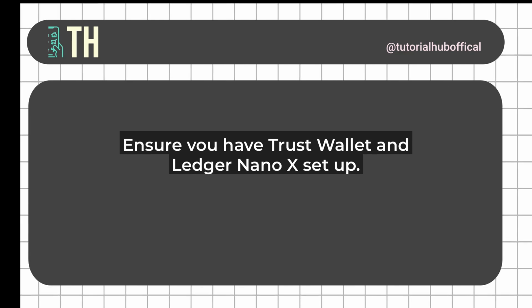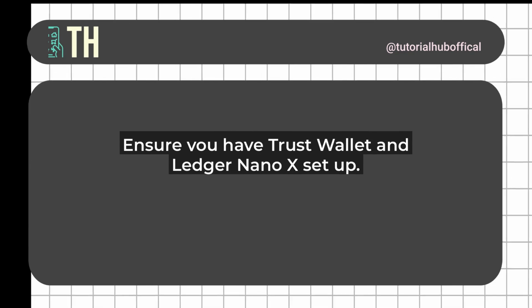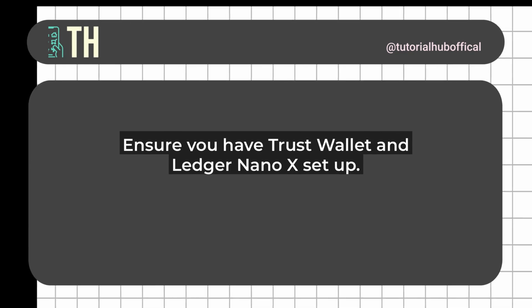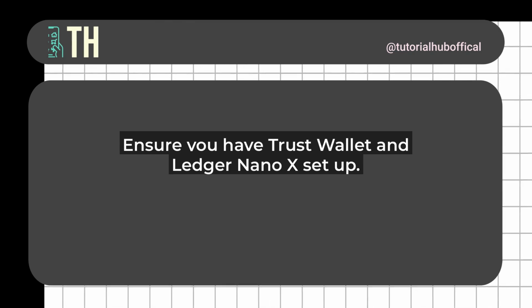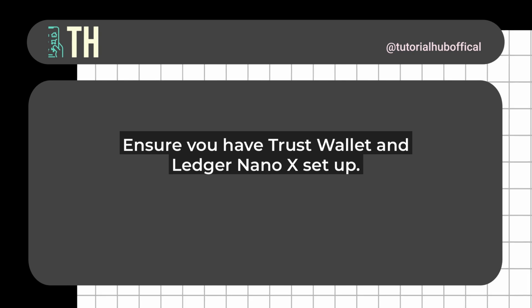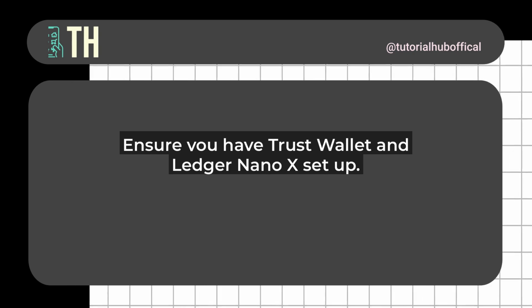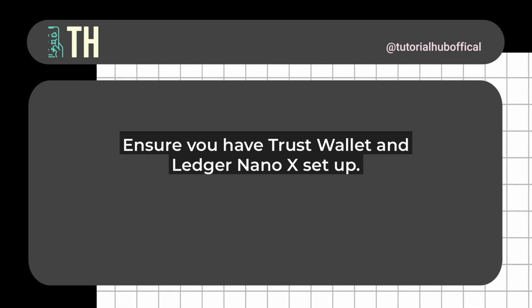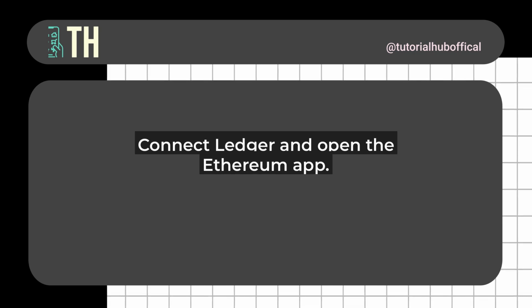Let's dive right in. First things first, make sure you have everything ready. You'll need the Trust Wallet app installed on your phone with some Matic in it, and your Ledger Nano X set up with the latest firmware. Also, install the Ethereum app on your Ledger, as Matic is often handled through the Ethereum network for transfers.